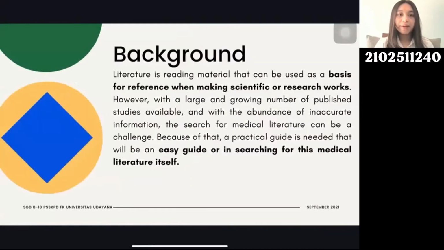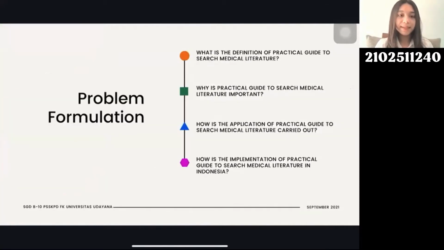Introduction, Chapter 1. Background. Literature is reading material that can be used as a basis for reference when making scientific or research works. However, with a large and growing number of published studies available and with the abundance of inaccurate information, the search for medical literature can be a challenge. Because of that, a practical guide is needed that will be an easy guide in searching for this medical literature itself.